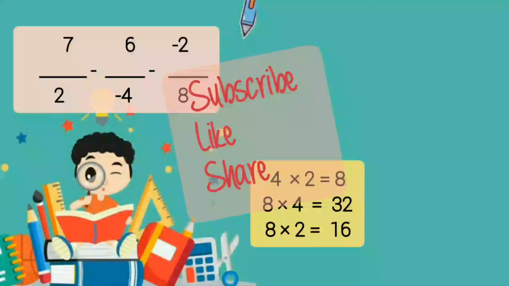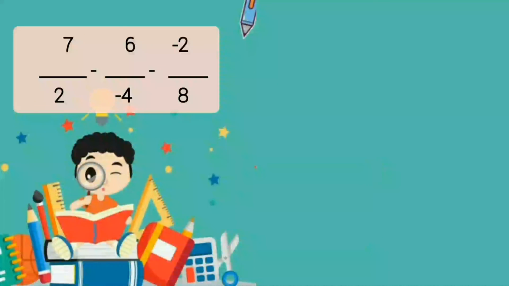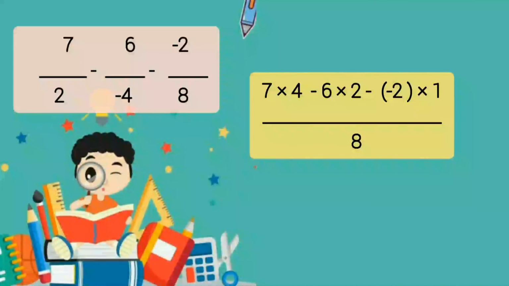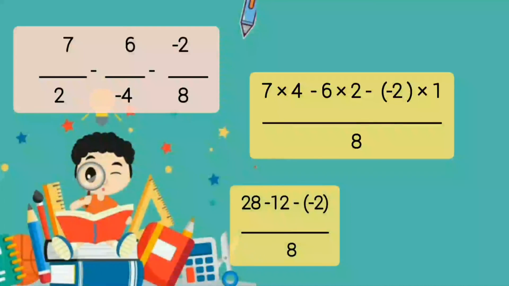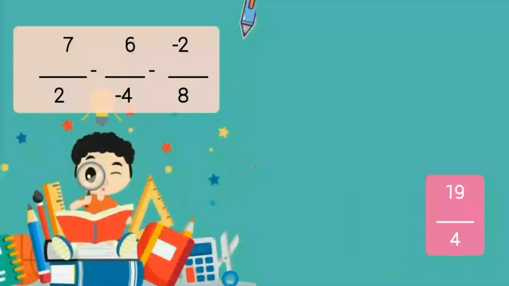Let's see the subtraction of three fractions. By multiplying the denominators with each other to find the LCM, we take the least common multiple, that is 8. And then, with the same method, we multiply 2 with 4, 4 with 2 and 8 with 1 in the numerator, and we get the fraction 38 by 8. This is not the simplest fraction. 19 by 4 is our simplest fraction.